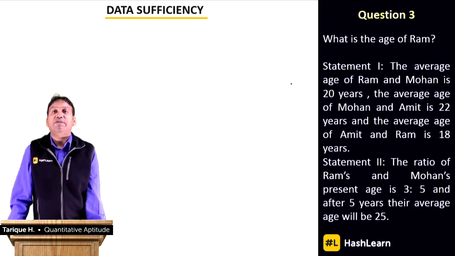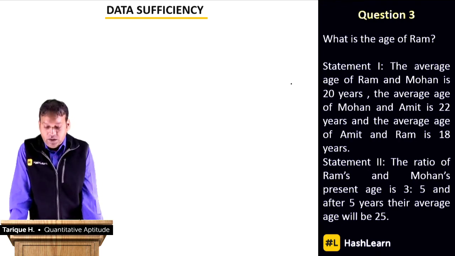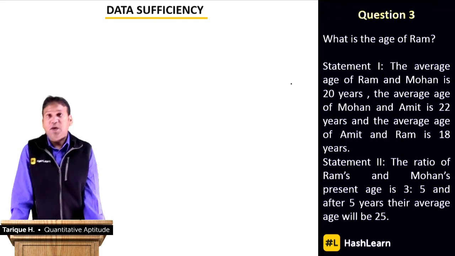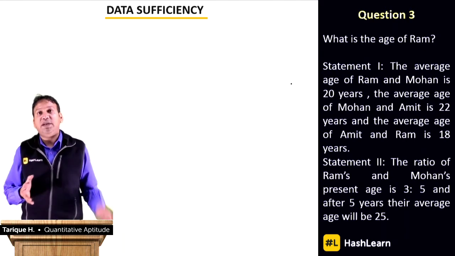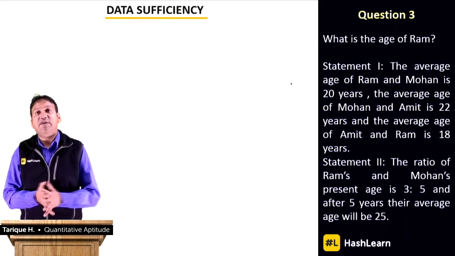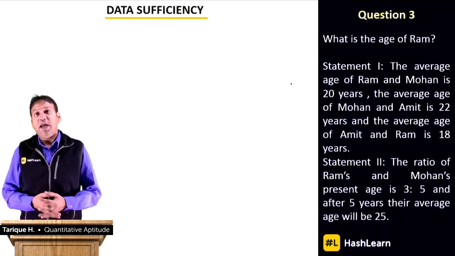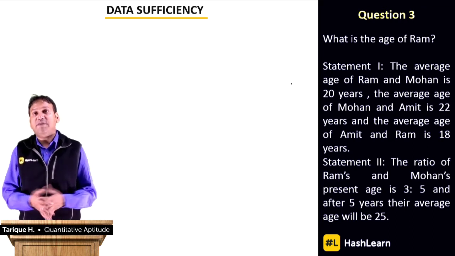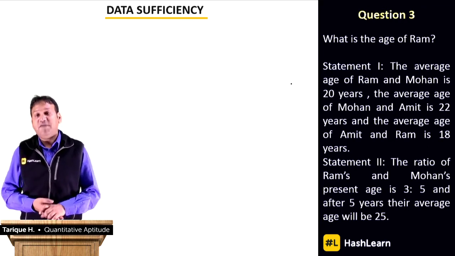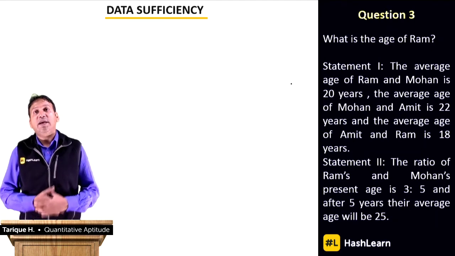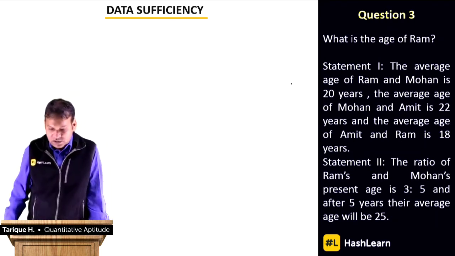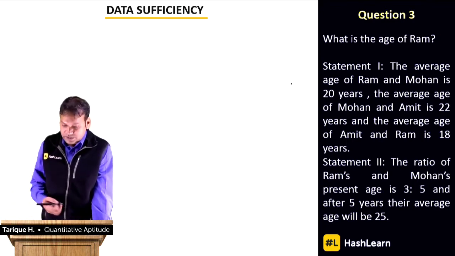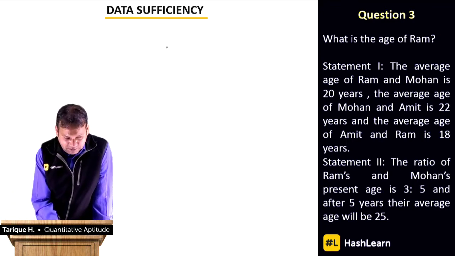What will be the answer for this question? What is the age of Ram? Again, you'll post the answers: A, if statement 1 alone is sufficient; B, if 2 alone is sufficient; C, if both together are sufficient; D, if either alone is sufficient; and E, if we cannot solve the question even after combining the two statements together. Question number 3. Let's look at this question. Okay, so let's try with statement 1 first.